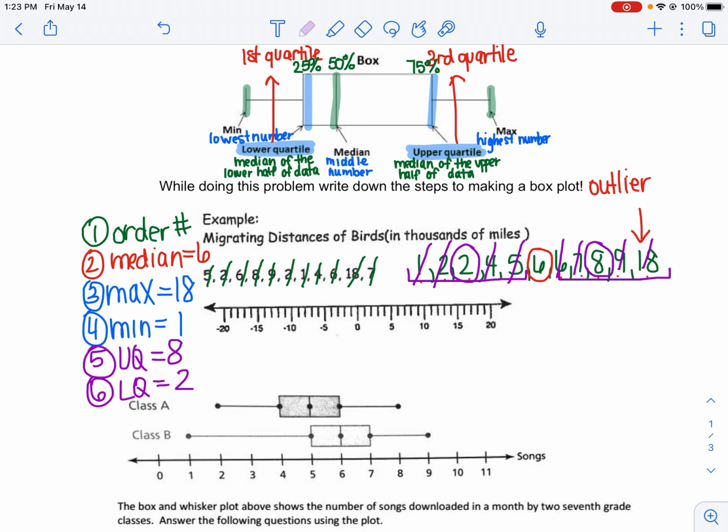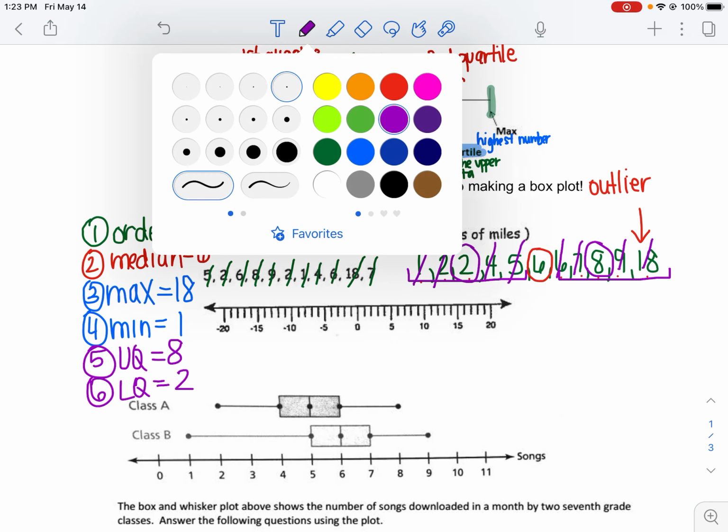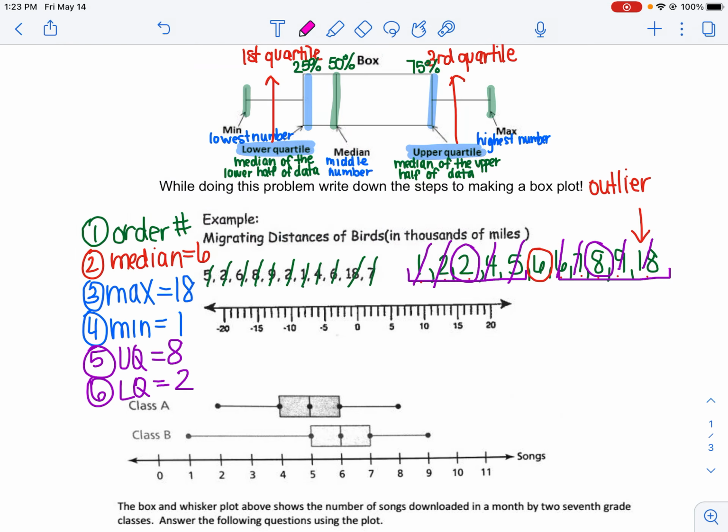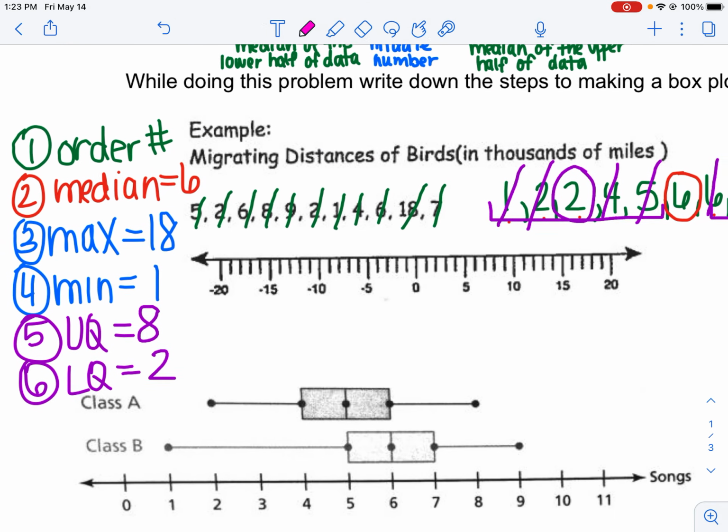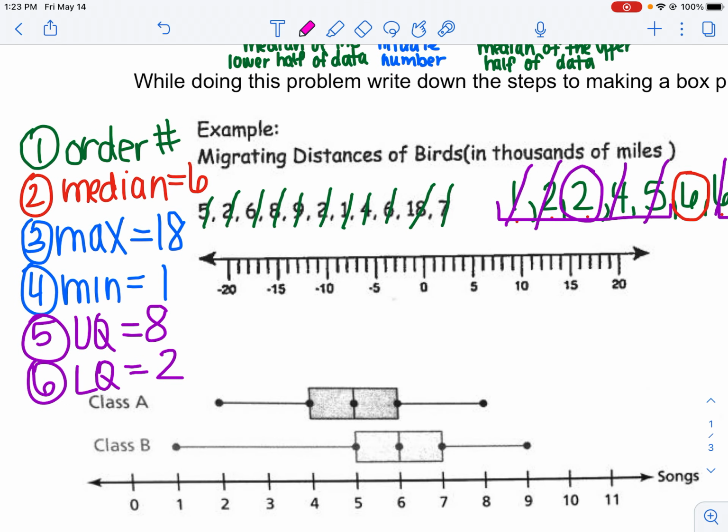So we're going to go ahead and put those below the number line. They do not have to be on the number line. You can put them below it or above it. I only have really room below. So I'm going to go ahead and plot the median at 6, the maximum at 18, the minimum at 1, the upper quartile at 8, and the lower quartile at 2. And if you notice, I try to get them as even as possible going horizontally.